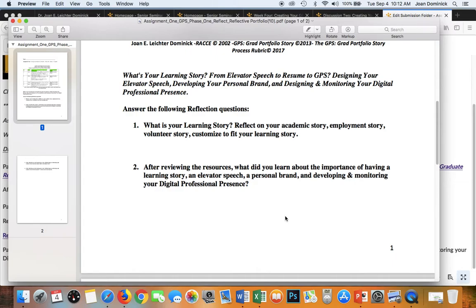So first of all, what is your learning story? Question number 1. You can write about your academic learning story, inside college, outside college, whatever. Reflect on your academic story, employment, volunteer, or customize it to fit your learning story. Again, you can write this in any style, essay, bulleted points, whatever you'd like to do. I've even had students make videos because that was their preferable way of doing this. But you can use the attached worksheet or just write it as an essay, whatever works for you.